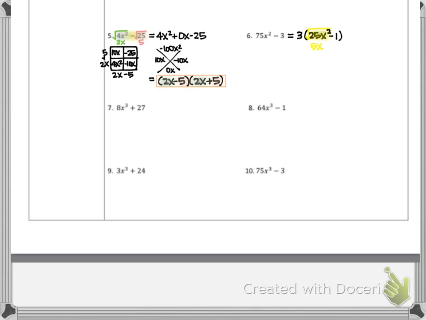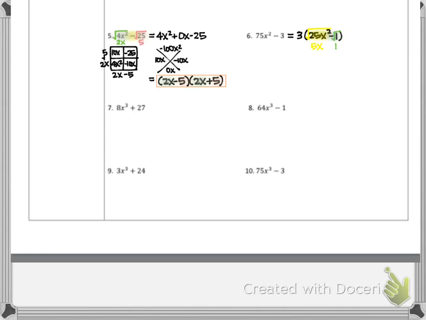I have a 1. Can I square root that? Yes, I can. The square root, notice I'm ignoring the negative sign, of 1 is 1. Last but not least, you can only do this if it is a minus sign. It is. This is good.